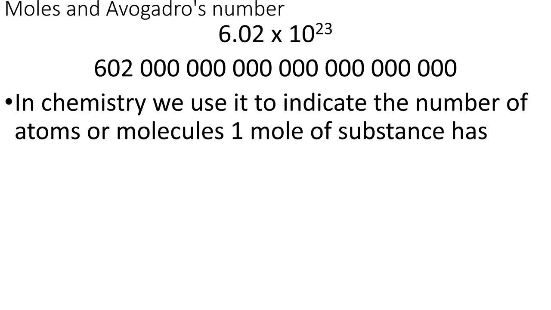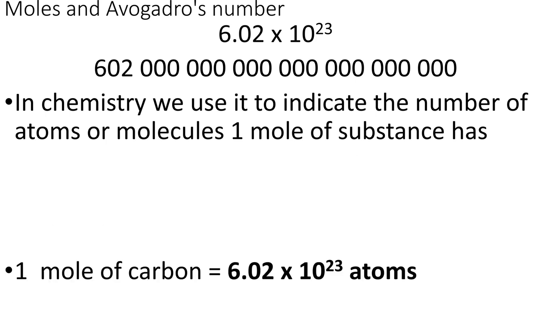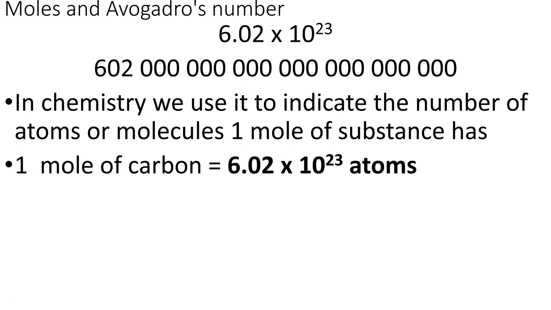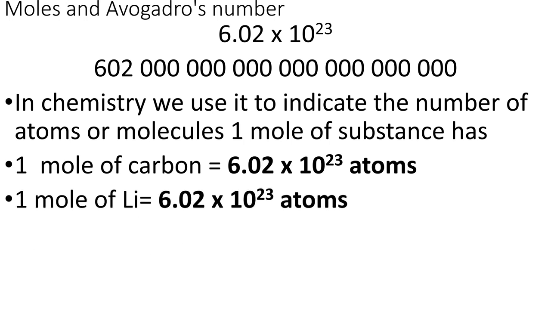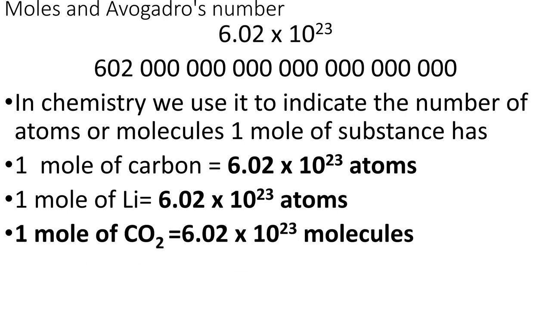So in chemistry, we use it to indicate the number of atoms or molecules. So for example, if we're talking about single elements, we call it atoms. So 1 mole of carbon, 6.02 times 10 to the 23rd atoms. 1 mole of lithium, still 6.02 times 10 to the 23rd atoms. What if we talk about compounds? What's the difference? For compounds, the only difference is same number, we just changed the wording to molecules.